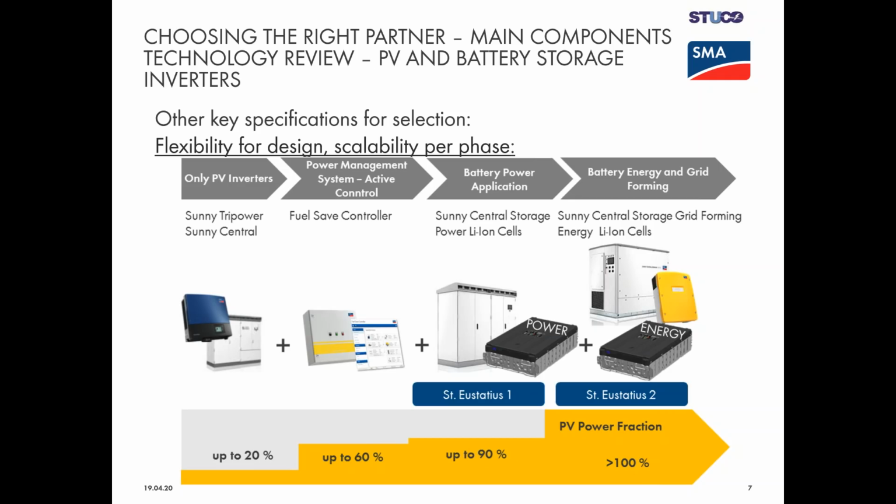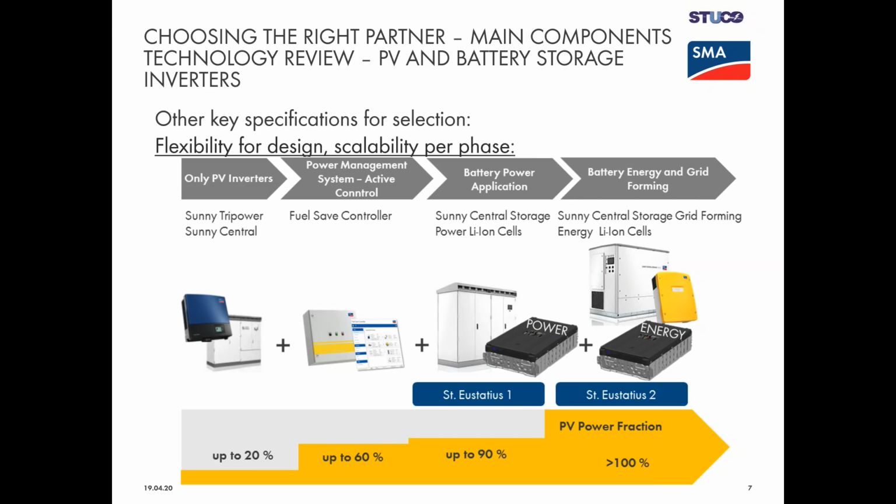generating plant. By means of a fuel safe controller, where the fuel safe controller manages the amount of PV power given the spinning reserve at the production plant, and the minimal load that is allowed on the engines at the power plant, you can go up to 60% renewable energy or PV power penetration with the help of a fuel safe controller for power management.